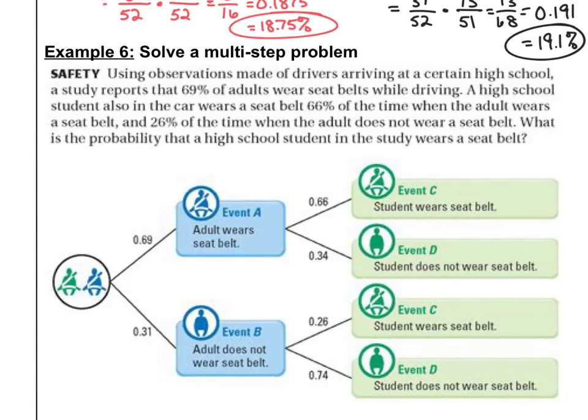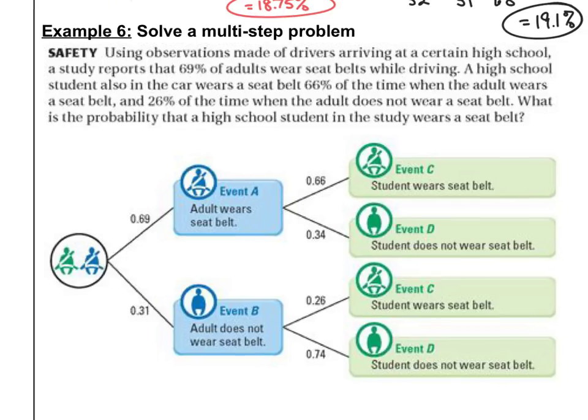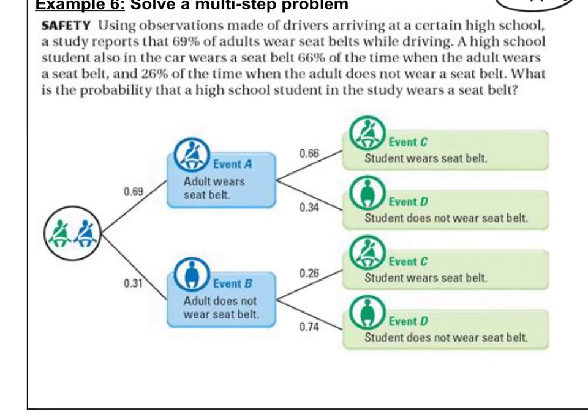Alright, last but not least, using observations made of drivers arriving at a certain high school, a study reports that 69% of adults wear seatbelts. A high school student also in the car wears a seatbelt 66% of the time when the adult wears a seatbelt. Alright, so we created this chart from that information up there. So as we can see here, 69% of the time an adult wears a seatbelt, meaning 31% of the time the adult does not. And then from there, 66% of the students wear a seatbelt, which means 34, and so on and so forth down here.